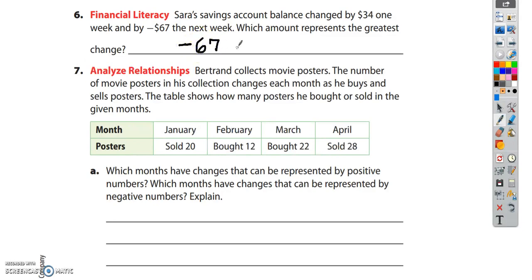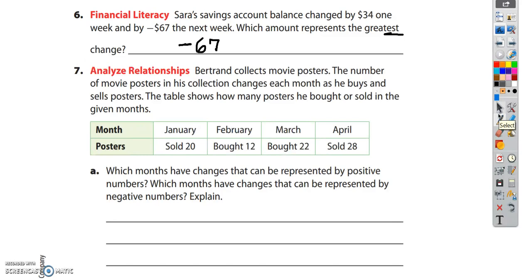And if you require an explanation here, we're not talking about the value of the number, we're talking about the greater change. So we're basically comparing the absolute value of 34, which is 34, and the absolute value of negative 67, which is 67. That's a greater change, so the answer is negative 67.